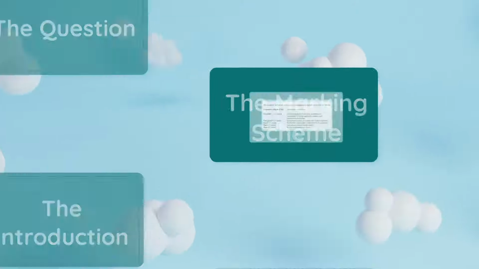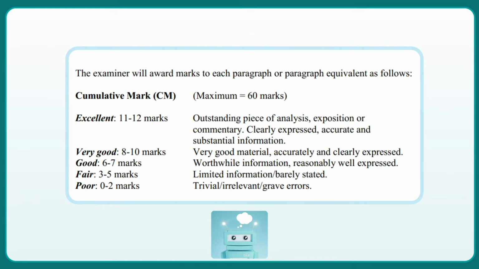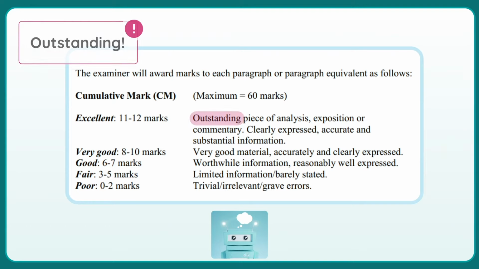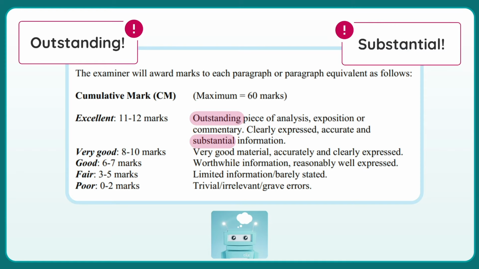The Leaving Cert history examiners are given this piece of information when correcting the paragraphs. The paragraphs are all divided into 12 marks, and the best 5 then are chosen. So how do I try and turn my possibly good or very good paragraphs into excellent paragraphs? Well, ask yourself, is my paragraph outstanding? Is it substantial? Two really important words.